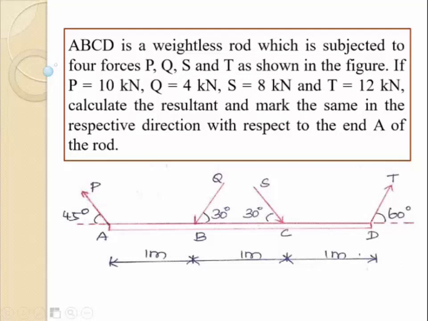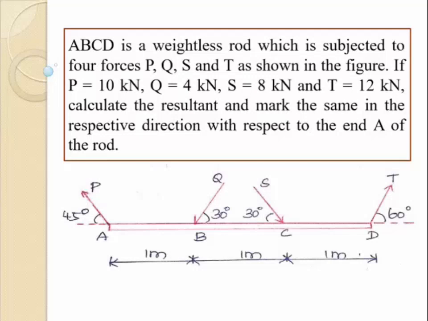in the figure. If the magnitudes of the loads P is 10 kN, Q 4 kN, S 8 kN and T 12 kN, calculate the resultant and mark the same in the respective direction with respect to the end A of the rod. So here it's asked to find out the magnitude, direction as well as location of the resultant force with respect to point A.